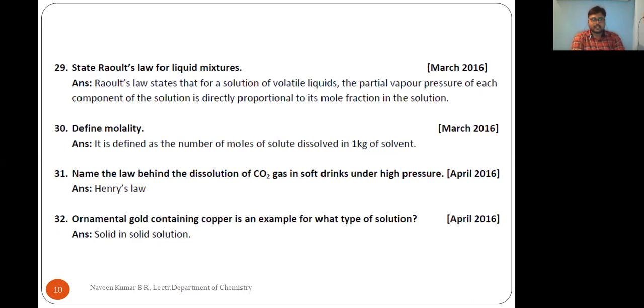A direct question, Henry's law. Next question. Ornamental gold containing copper is an example for what type of solution?